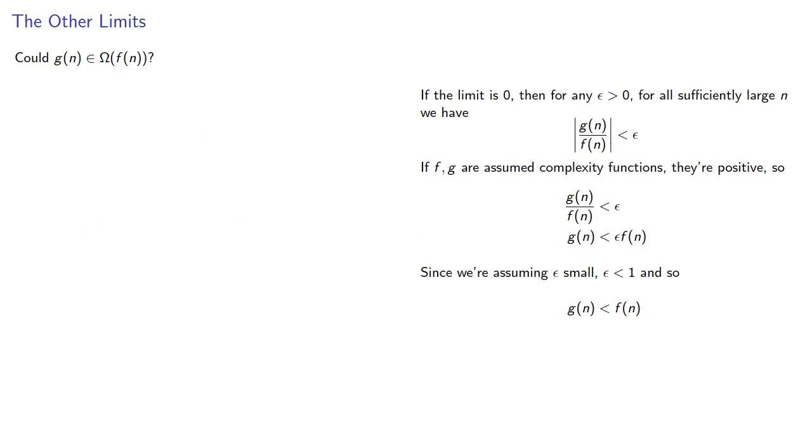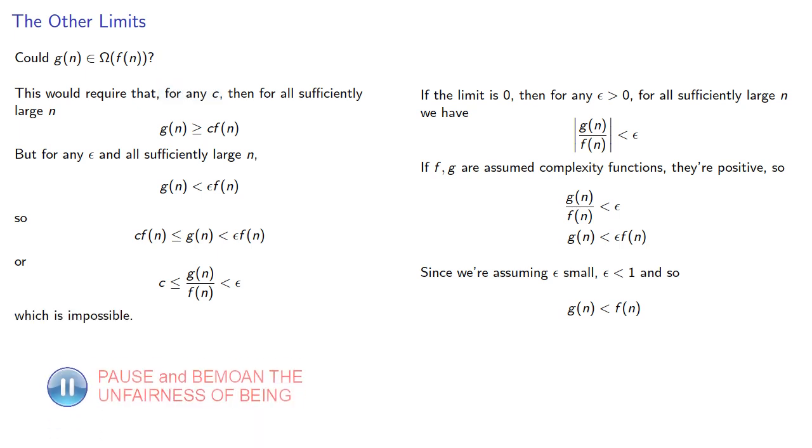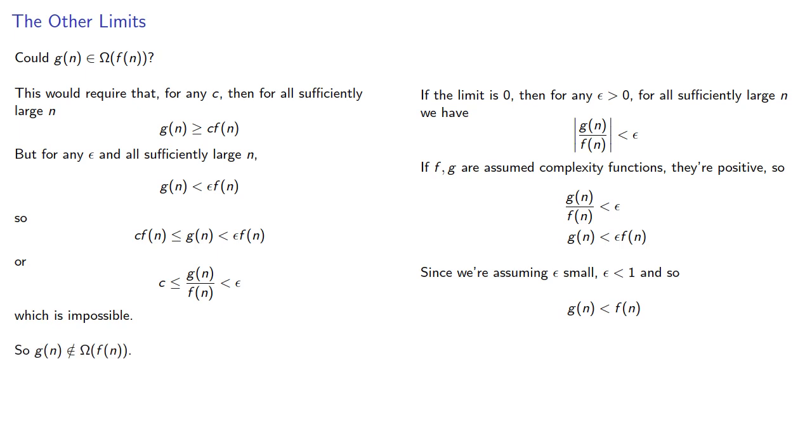Could g of n be omega of f of n? This would require that for any c, for all sufficiently large n, g of n is greater than c f of n. But for all epsilon and all sufficiently large n, g of n is less than epsilon f of n, and so that puts g of n sandwiched between c f of n and epsilon f of n. Or our quotient is less than epsilon, but it's greater than or equal to c, which is any c that we want, which is impossible. So g of n can't be omega of f of n.